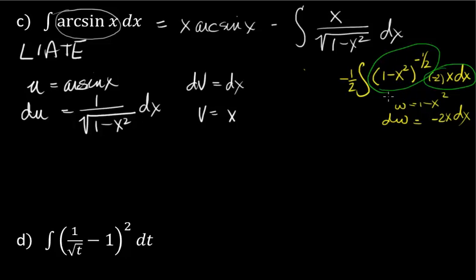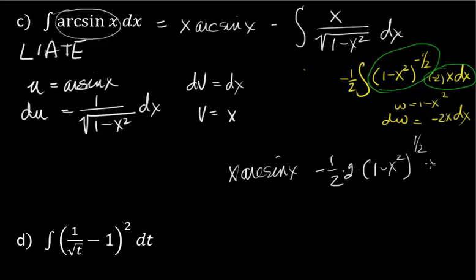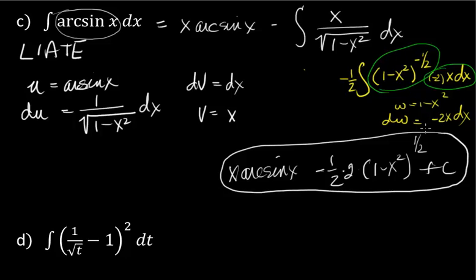So to integrate u to the minus 1/2, well, that's very simple. I'll go back to white now because we can just write our answer. The answer to this question is x arc sine x, and then we have minus 1/2 u to the plus 1/2, that will be 1 minus x squared to the 1/2 times 2, its reciprocal, add a constant. So that is the answer to this question.